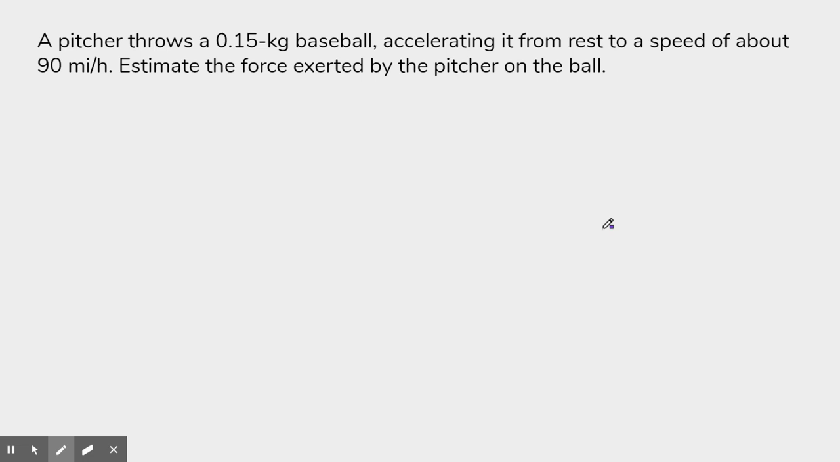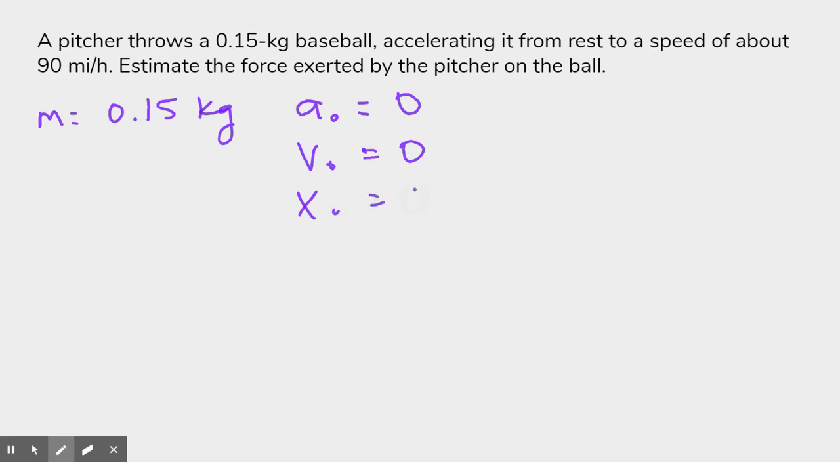We have information for the mass. So we know that the mass is 0.15 kg. We know that it is accelerating from rest, so the initial velocity is going to start at 0. And again, from rest also means our initial position would also be 0. The final velocity is 90 miles per hour, and that is all the information we have.